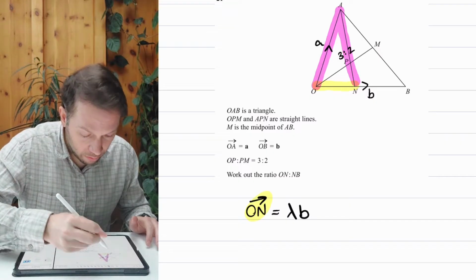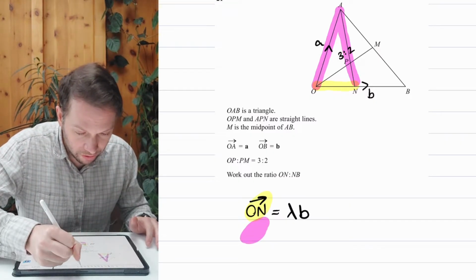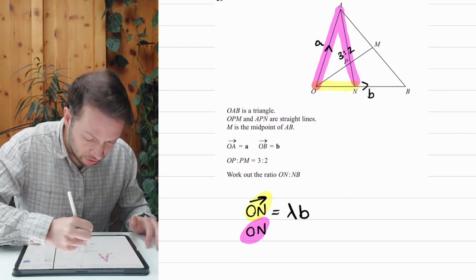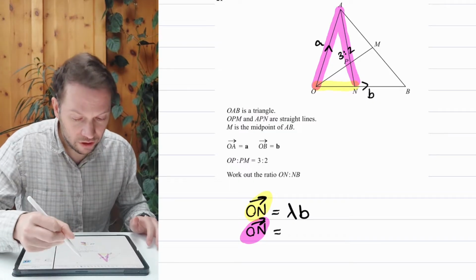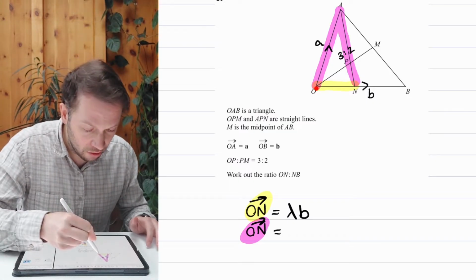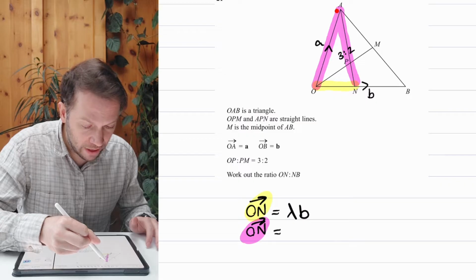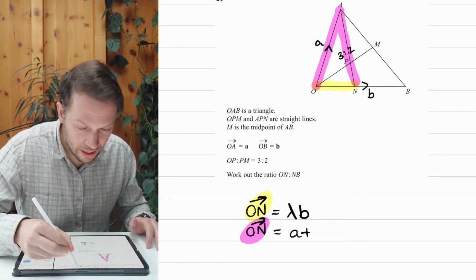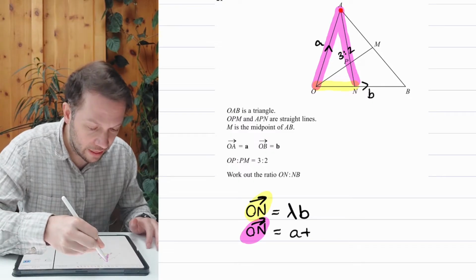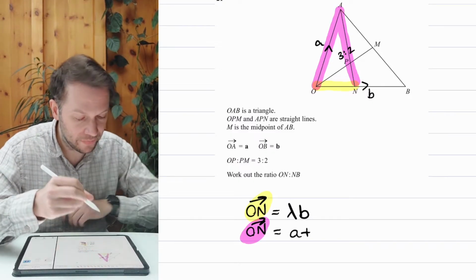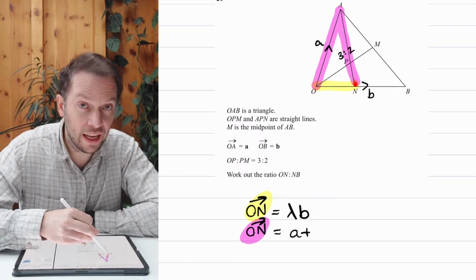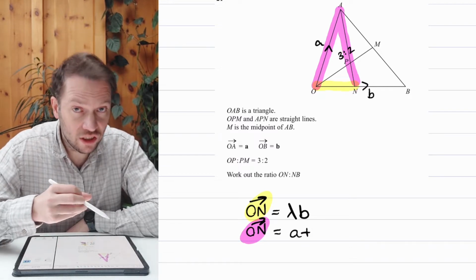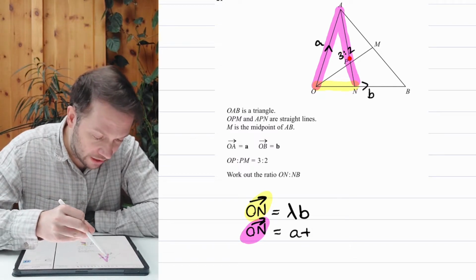Now, the purple route, we could find O to N using the purple route. To do it via the purple route, we're starting at O, we're doing a vector A, so let's put the A in, so it's A plus something. So we're going O to A, and then we're coming down this way. Now, we don't know what the vector A to N is, but it is actually possible to find out what A to P is.